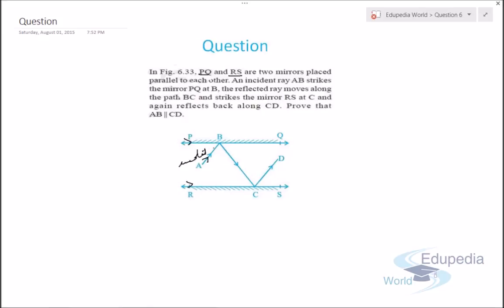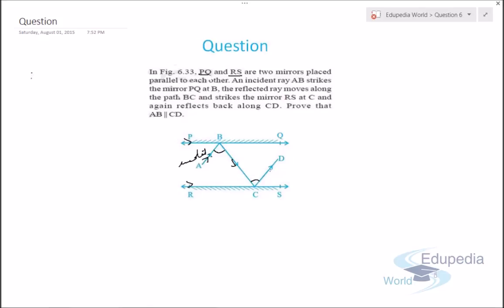strikes the mirror PQ at B, and the reflected ray moves along the path BC and strikes the mirror RS at C and again reflects back along CD. We have to prove that line AB is parallel to line CD. If we can prove that this angle is equal to this angle, then we can clearly say that these form a pair of alternate interior angles. So this will imply that line AB is parallel to line CD.